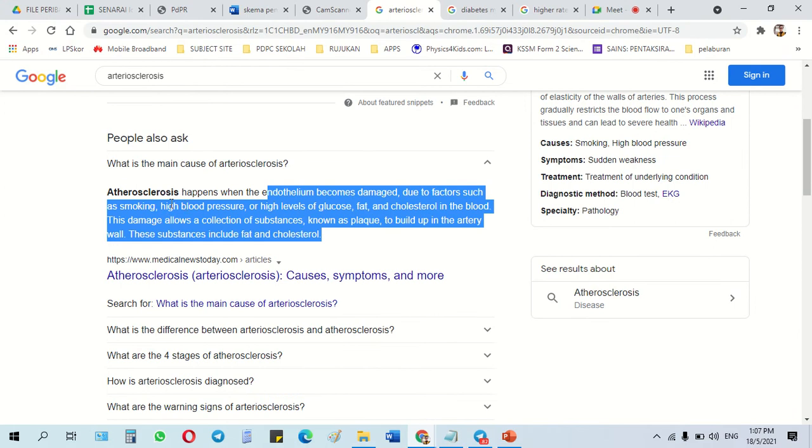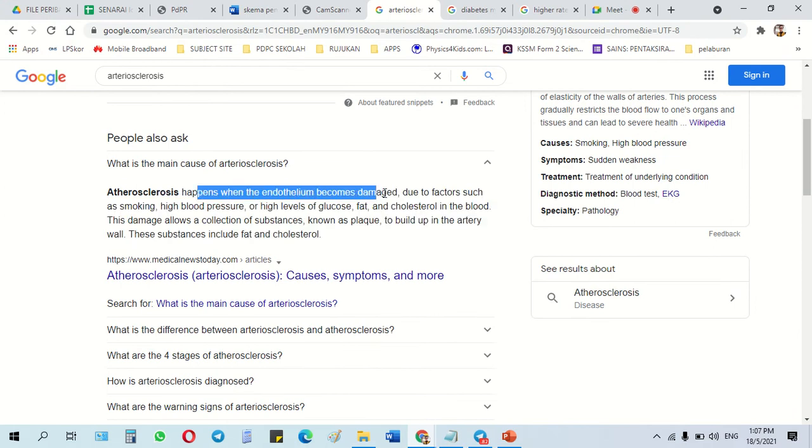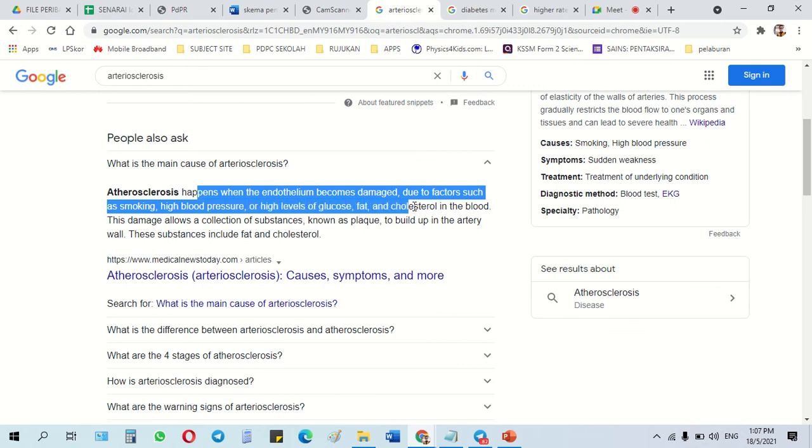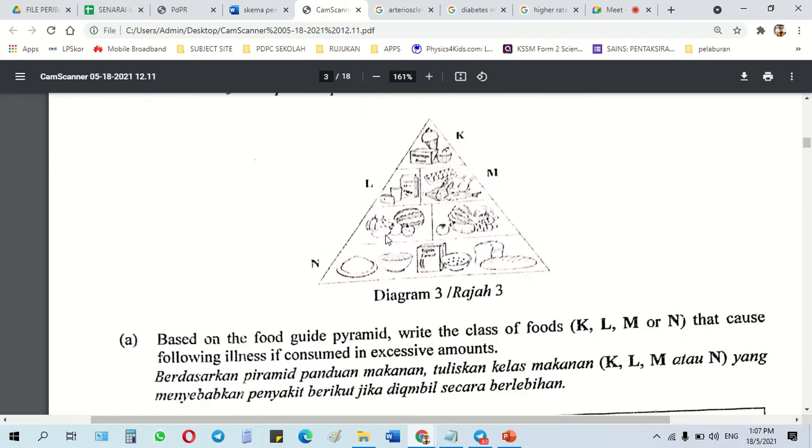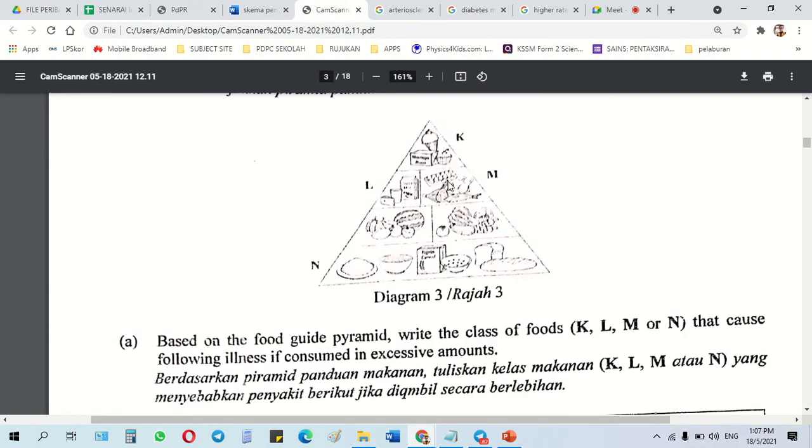Okay, so it happens when the endothelium becomes damaged due to factors of smoking, high blood pressure or high level of sugar, fat and cholesterol in the blood. So that yang dekat situ kita boleh bagi tahu jawapan dia adalah K. Okay, sebab ada glucose dekat situ. Kalau bawah ni last kali karbohidrat tu tadi kita bagi tahu as a sugar lah.